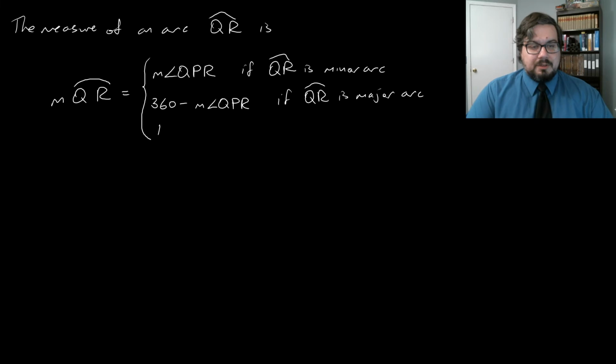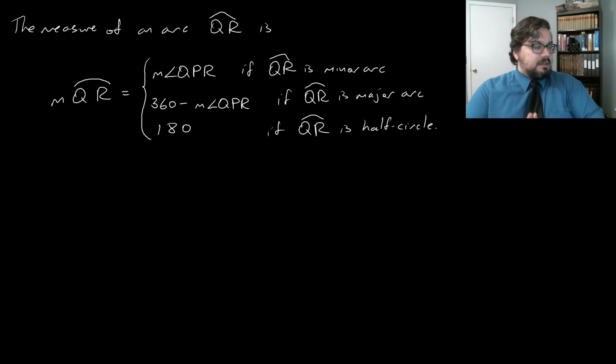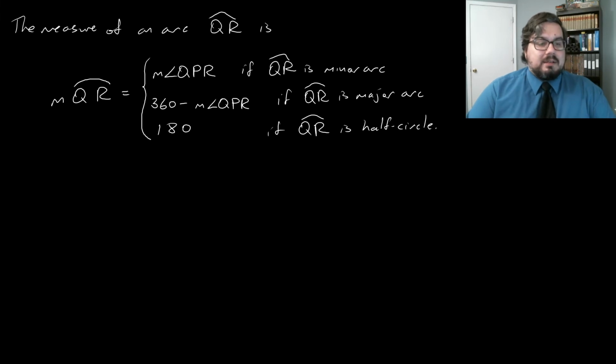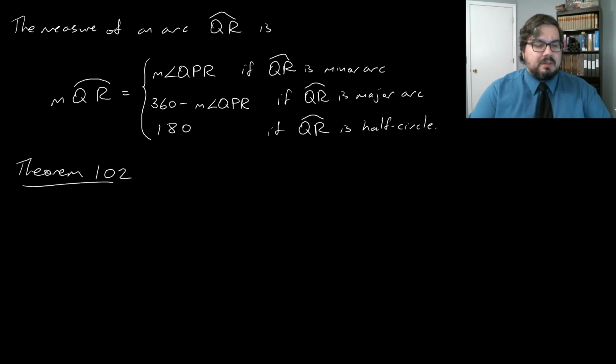And along those same lines, we have that the measure of the arc QR is 180 if the arc QR is a half circle. Defining the measure this way allows us, again, to connect it up to the measures of angles. And working with measures of angles has arithmetic that behaves as you would expect. So let's look at theorem 102.